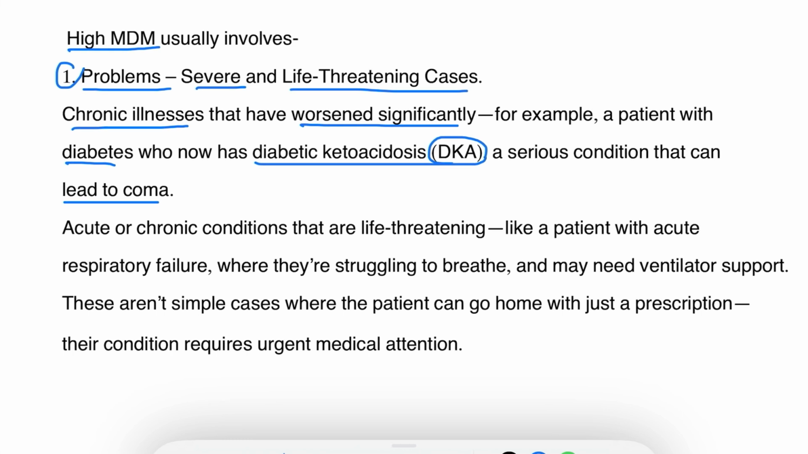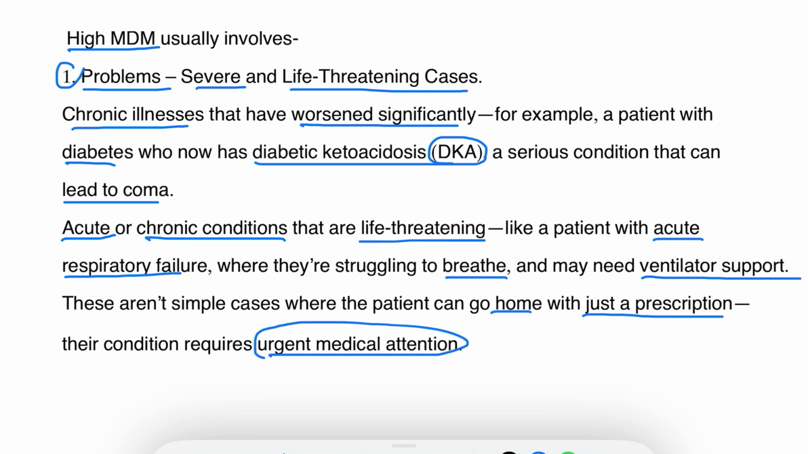Next is acute or chronic conditions that are life-threatening, like a patient with acute respiratory failure, where they're struggling to breathe and may need ventilator support. Two scenarios that come under high MDM are: one, a chronic condition that worsened and requires hospitalization, and two, an acute or chronic condition that is life-threatening. These aren't simple cases where the patient can go home with just a prescription. Their condition requires urgent medical attention.